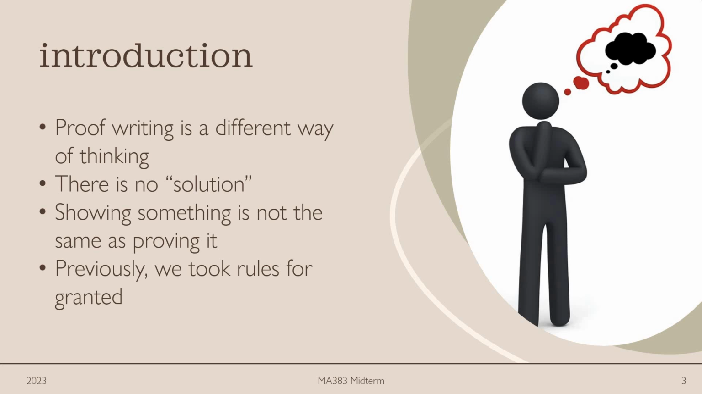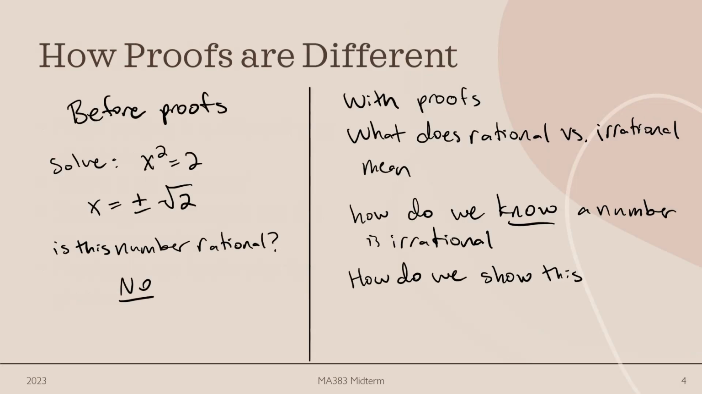And so previously we took rules for granted, so we would see things like De Morgan's law in electrical engineering, right? This course teaches you to ask why those things are true. How do we know those things are true? And how did we come to the conclusion it's true?